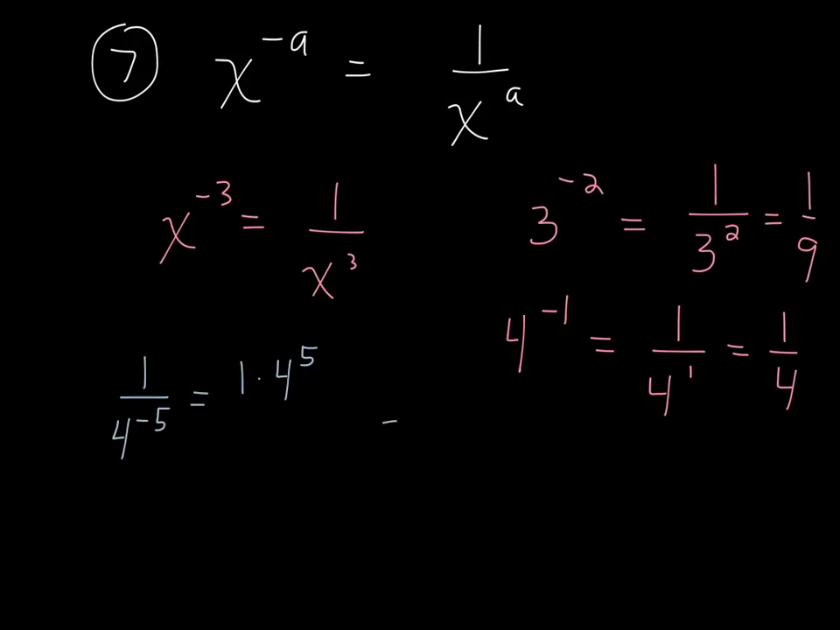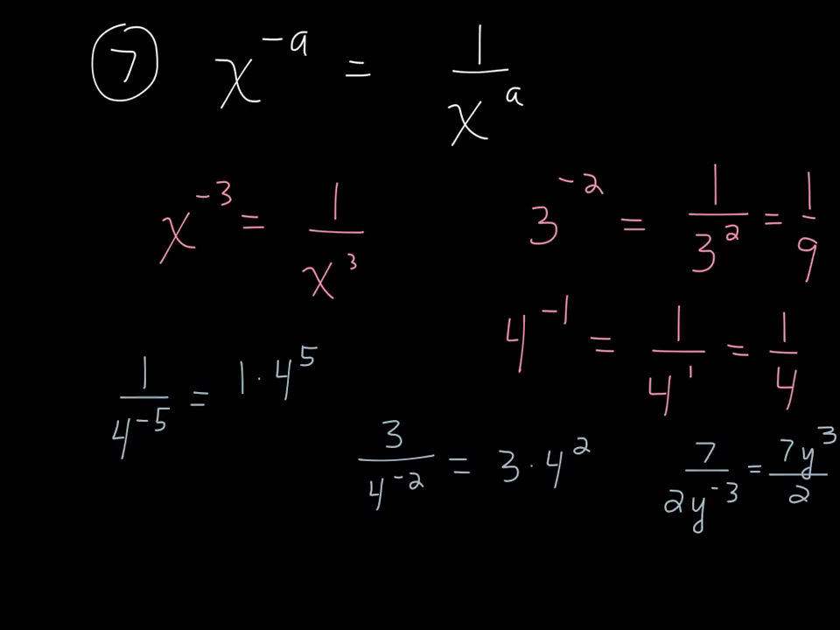All right? If you have 3 over 4 to the negative 2, that's the same as 3 times 4 to the positive 2. Okay? If you have 7 over 2y to the negative 3, we need to be careful here. Only that y to the negative 3 can come up, so you'd have 7y to the positive 3, and then that 2 stays in the bottom. Sure, you can turn that into 3.5, okay, y cubed, but the negative 3 in this case only belongs to the y.